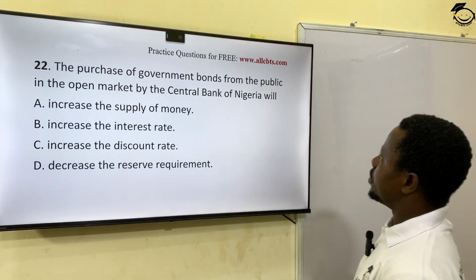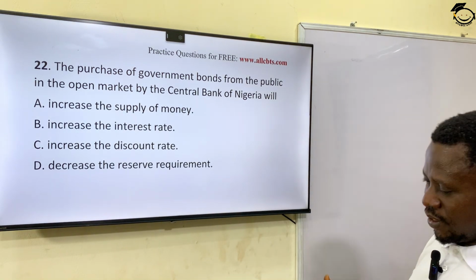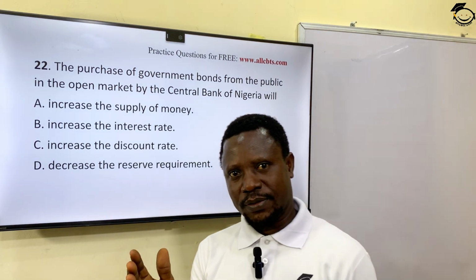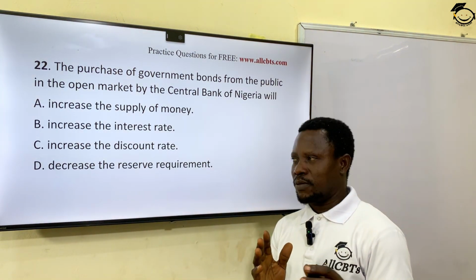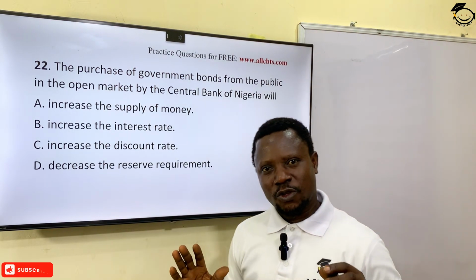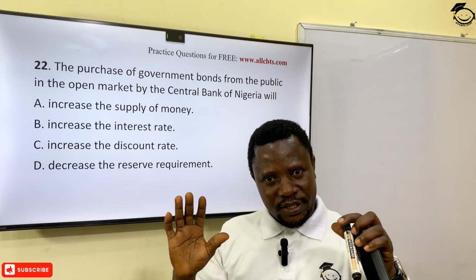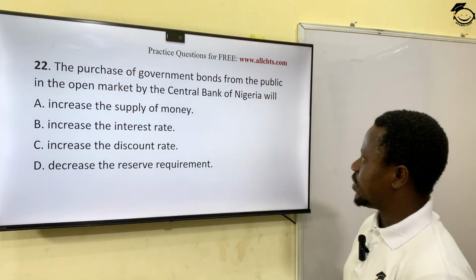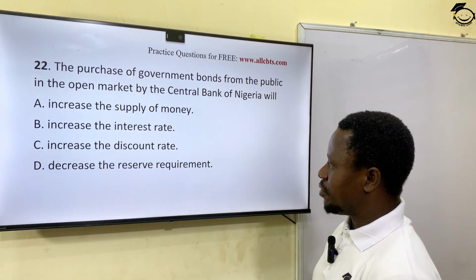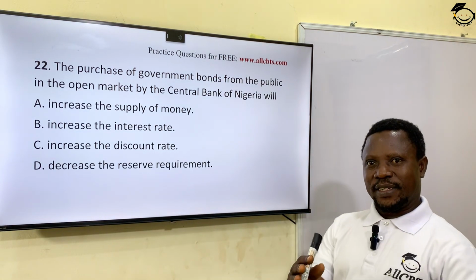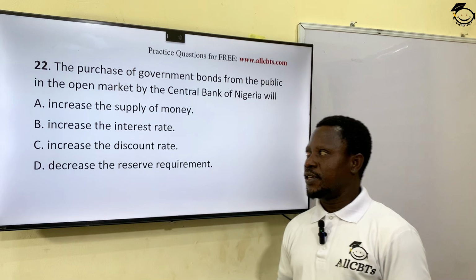The purchase of government bonds from the public in the open market by Central Bank of Nigeria will. Now, when there is less supply of money in circulation, that is deflation, Central Bank has a way of coming in to resolve that situation. How? By coming to the open market to buy. As Central Bank is buying, it is releasing money into circulation in the economy. So let's see how it goes. It increases supply of money, it increases interest rate, it increases discount rate, it decreases reserve requirement. As Central Bank is buying, it's releasing money to circulation. So it's increased the supply of money. Option A is the correct answer.